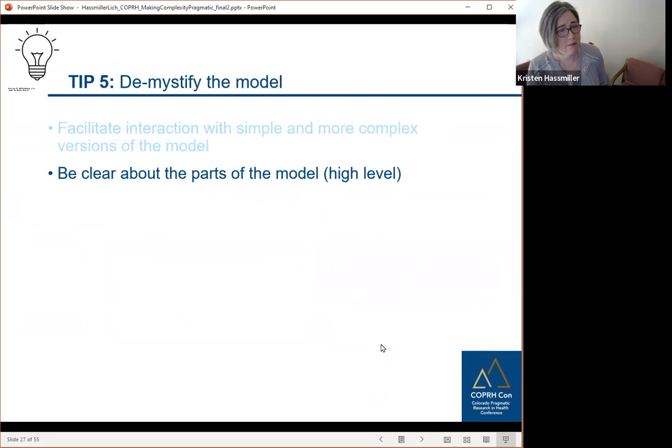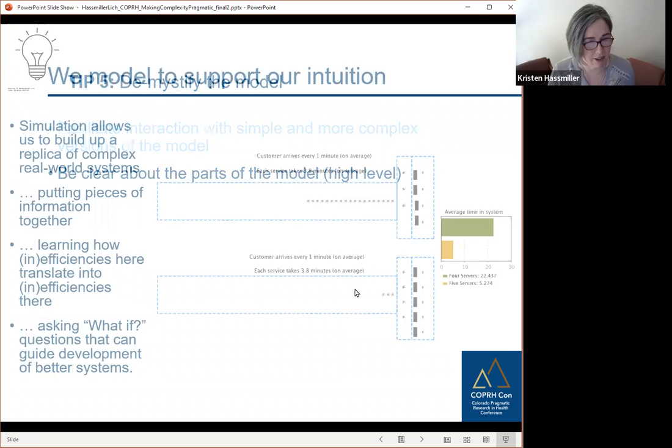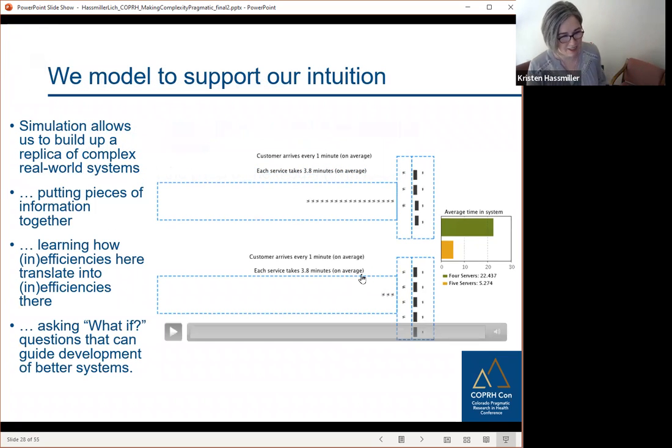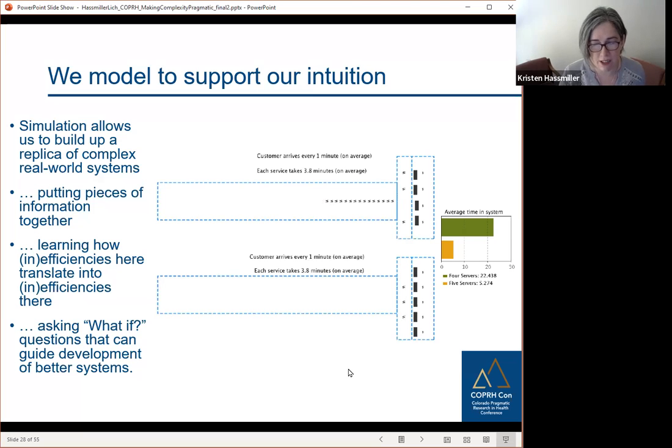So a next way that I try to demystify simulation models is that you want to be really clear about the parts of the model at a high level. And so I like to come back to this simple video when I'm introducing that mental health system strengthening model. I try to remind people that it's really not much more complex than this.